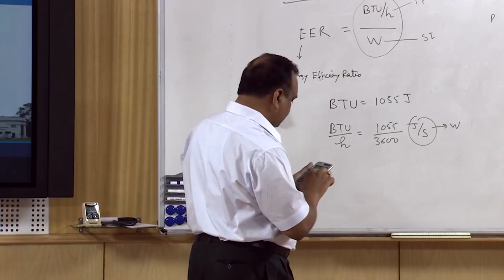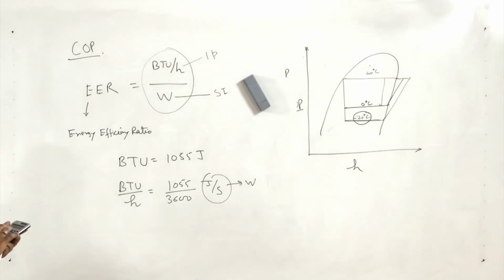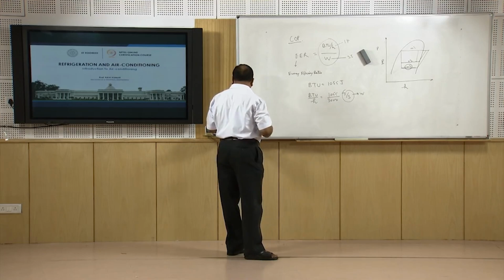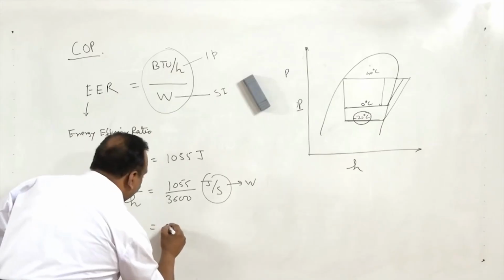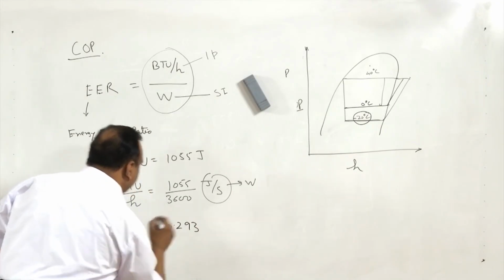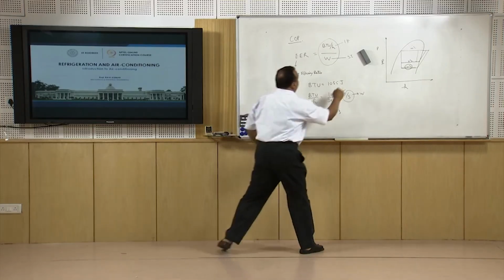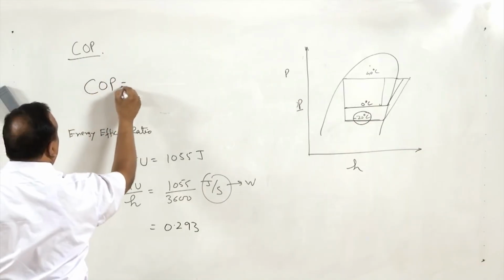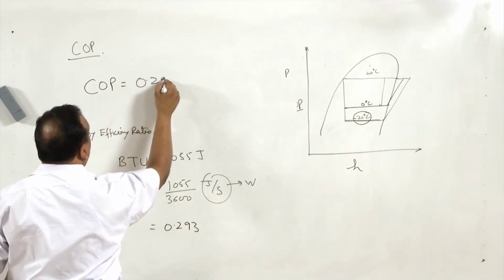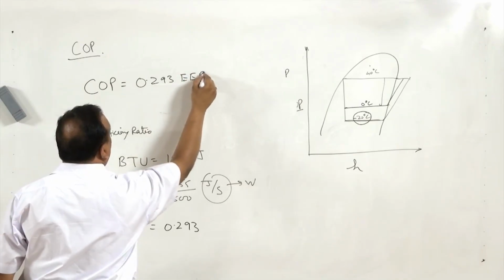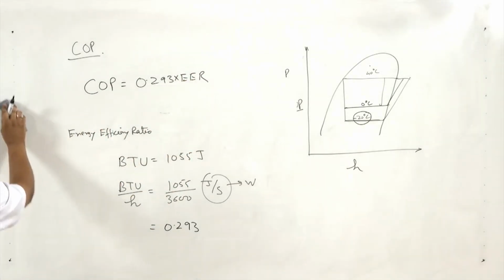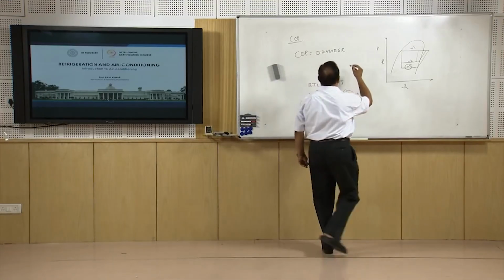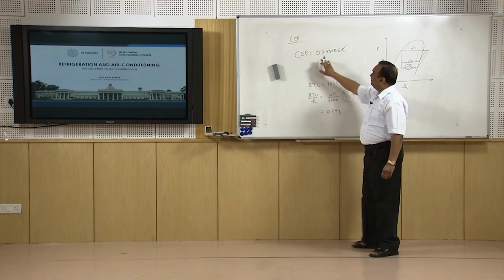Now, here BTU per hour can be calculated as 1055 divided by 3600, that turns out to be 0.0293. So, we can comfortably write that COP is equal to 0.293 multiplied by the energy efficiency ratio. So, if we have the energy efficiency ratio of any equipment, it can be easily converted into the COP.